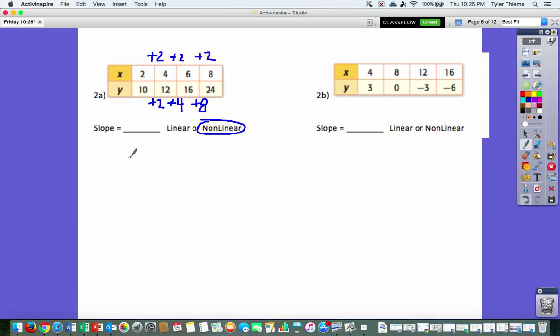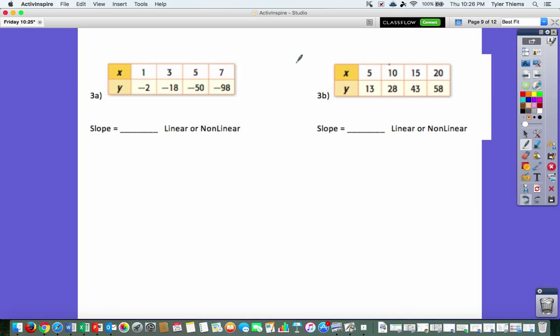Press pause and try 2B on your own. For 3A, let's find the rate of change on these. So notice that now we have negative 2 to 4 to 18. That's a decrease of negative 16. Whoa, 50 to 80. Let me do that math real quick. Minus 8 to 18. What's that difference? That difference is borrow 2, 4, so 32. That's a decrease of 32.